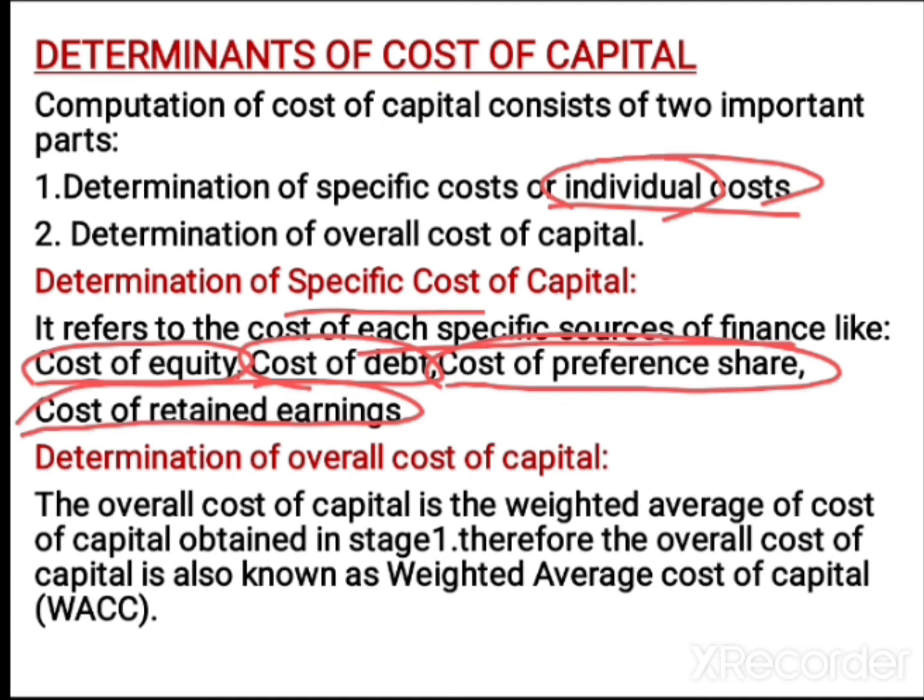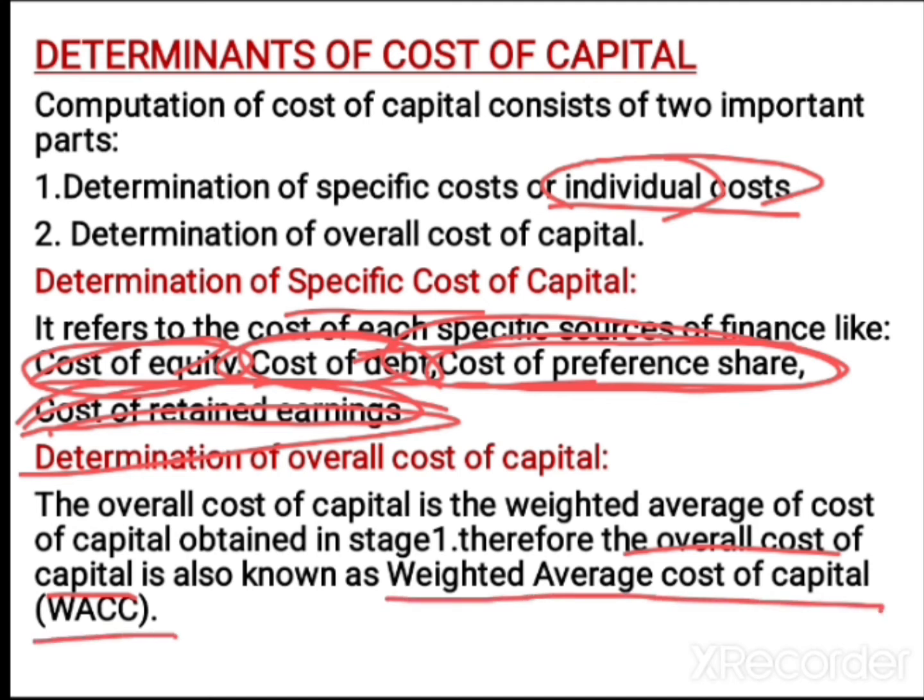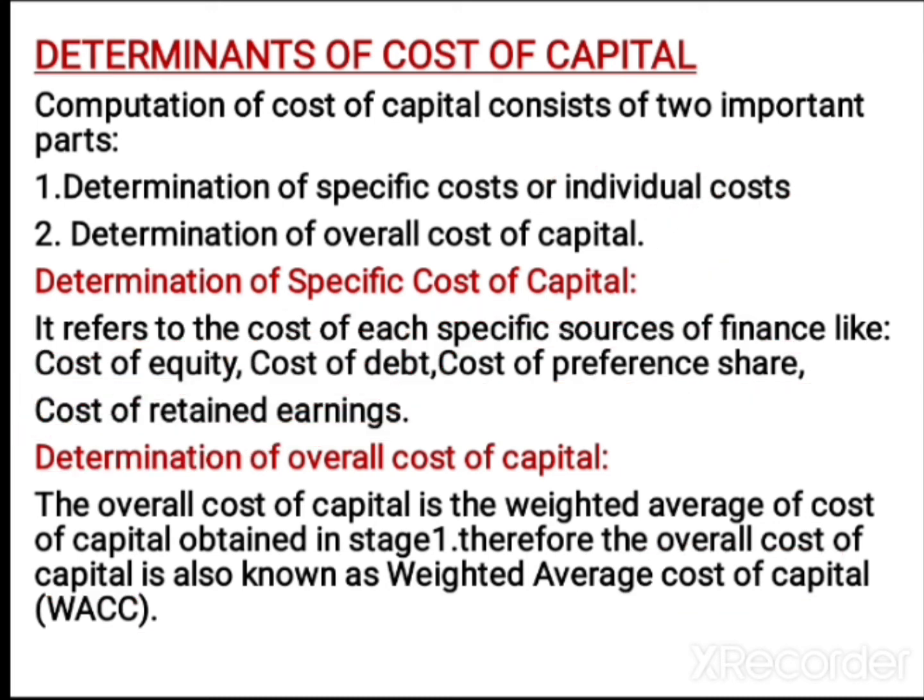Whereas in the second stage you take the weighted average of all these individual sources of finance, and that weighted average will give you the overall cost of capital. Hence the overall cost of capital is known as weighted average cost of capital. So in the first stage you calculate the cost for each component separately, whereas in the second stage you combine all the calculations to figure out the total cost of capital on a weighted average basis. So this is how cost of capital is calculated.